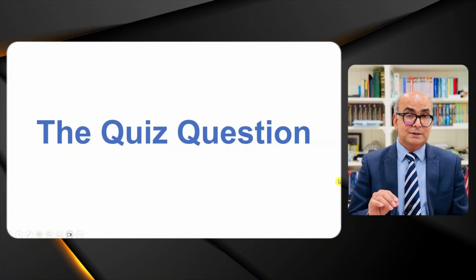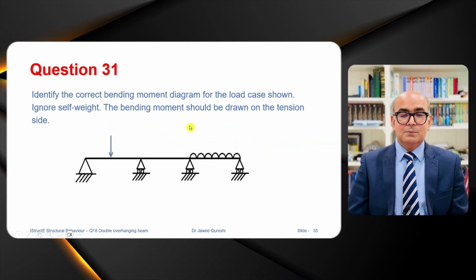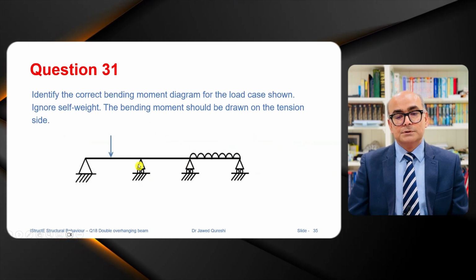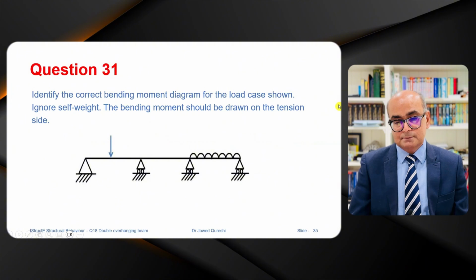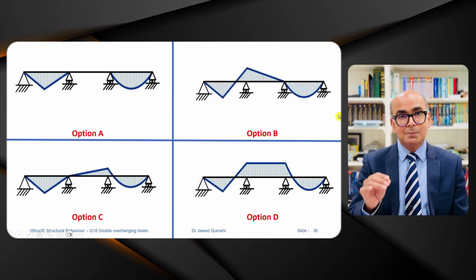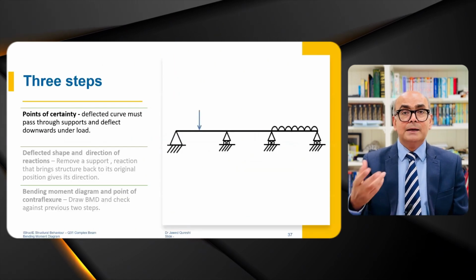Now let me move to the quiz question, the actual question. What is the correct bending moment diagram for this case? We have 4 supports and loading is applied at the outer spans. There are 4 options to choose from. I'm not sure what option you came up with, but you will see in a minute which answer is right. So again, I will apply these 3 steps.